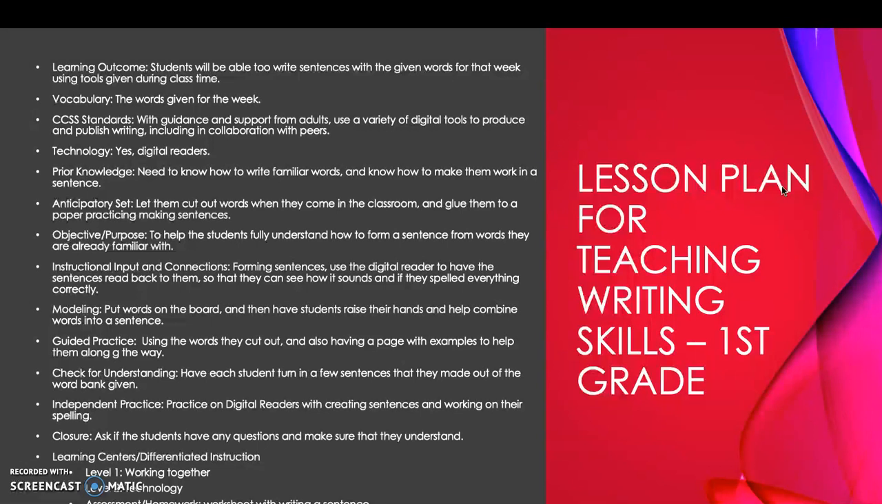Prior knowledge: they need to know how to write familiar words and know how to make them work in a sentence. Anticipatory set: let them cut out words when they come into the classroom and glue them to a paper, practicing making sentences. Objective and purpose: to help the students fully understand how to form a sentence with words they already are familiar with. Instructional input and connections.